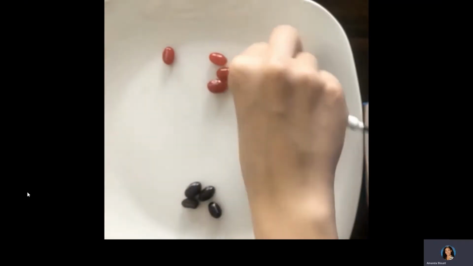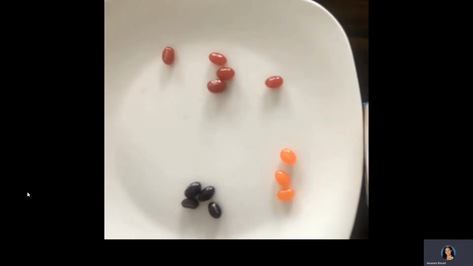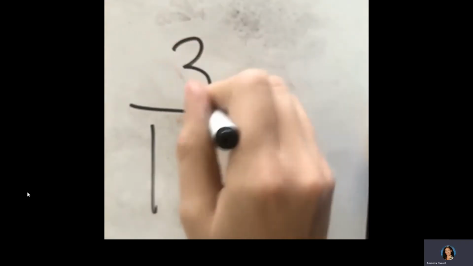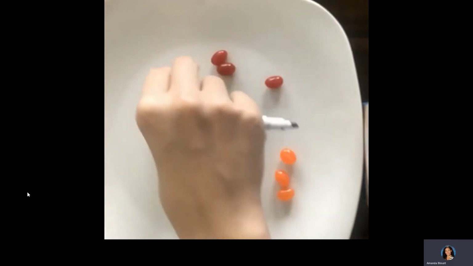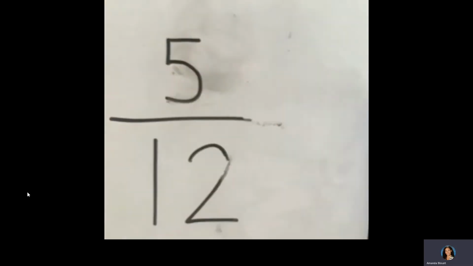Let's show what fractional part of the jelly beans are orange. That means we're going to count all the orange jelly beans next. 1, 2, 3. This means I have 3 out of 12 jelly beans that are orange. I would write that fraction like this. 3 out of 12 jelly beans are orange. And last but not least, let's see how many red jelly beans there are. 1, 2, 3, 4, 5. So that means that there are 5 out of 12 red jelly beans.